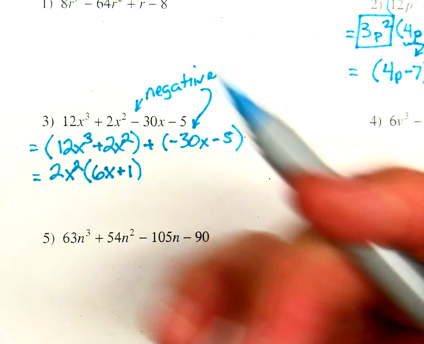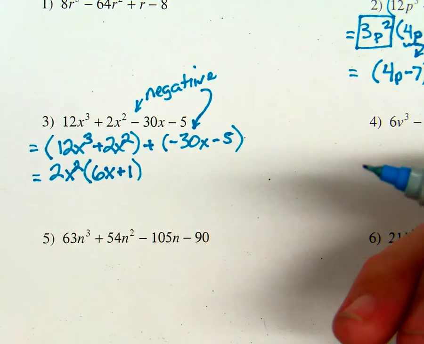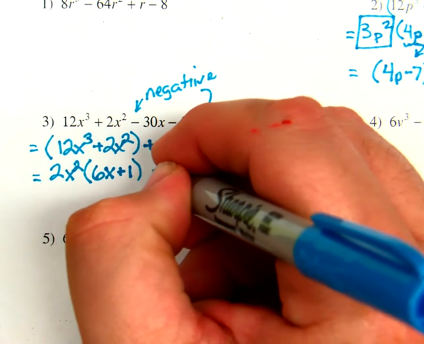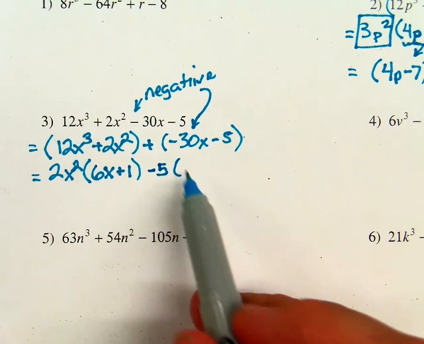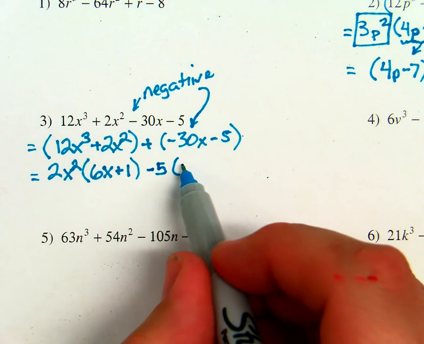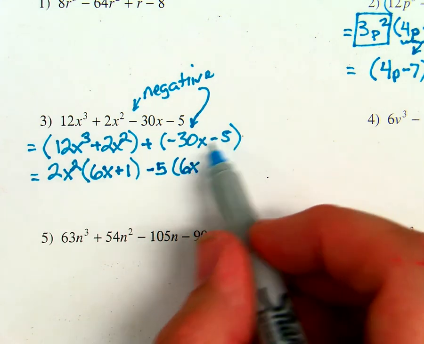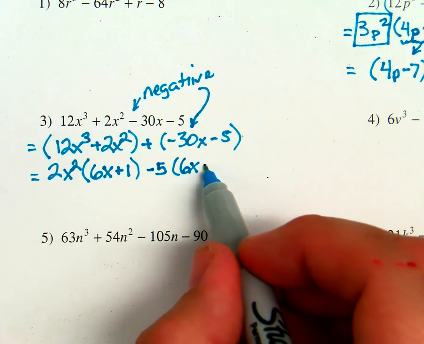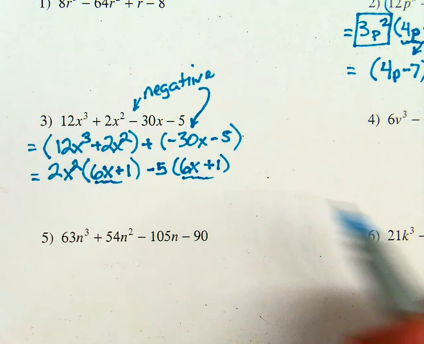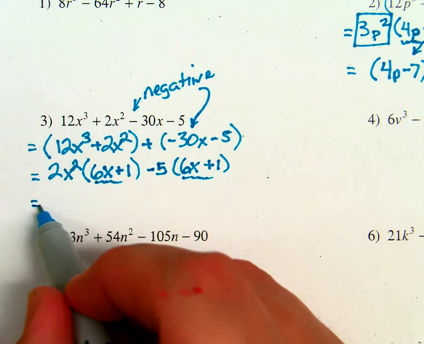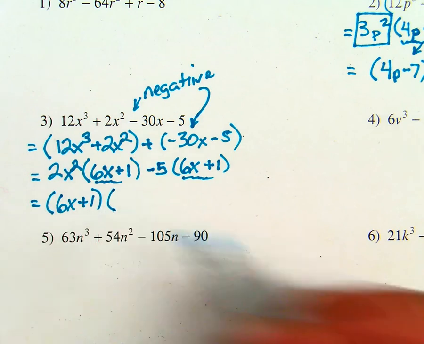What's the common factor between 30 and 5? 5. And we want to take out a negative 5, so I'm just going to put negative 5. And then I'm going to say, all right, what's left? What's 30 divided by 5? 6. And I couldn't do anything with the x, so it's x. Negative 5 divided by negative 5 is 1, positive 1. Do you have the common binomial? Yes. So I get my 6x plus 1. And I put in what's left over.